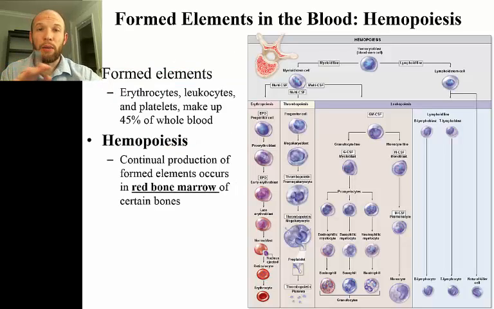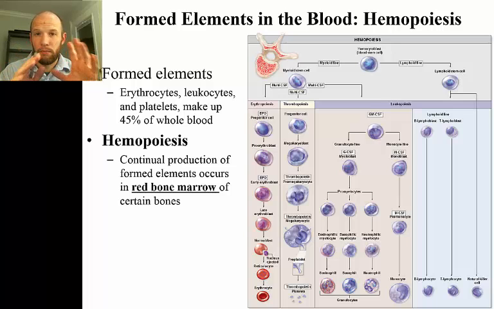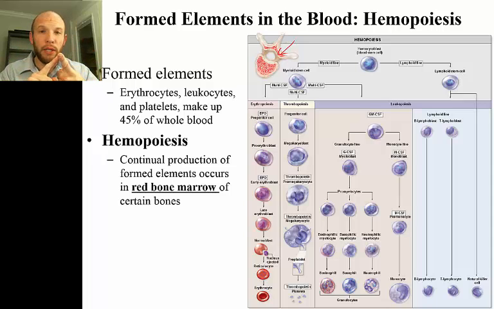Now, that's talking about plasma. But not only do we have plasma, we also have formed elements. The interesting thing about this is that formed elements, no matter what type of formed element you have, are made in red bone marrow. No matter what, it's made in red bone marrow. So if you're a red blood cell, an erythrocyte, a white blood cell, a leukocyte, or a platelet, you're made in the red bone marrow.